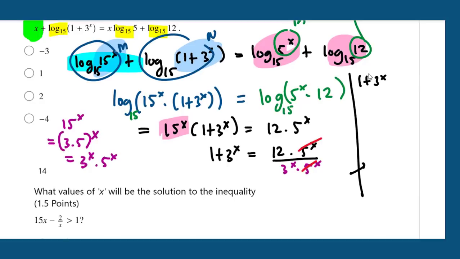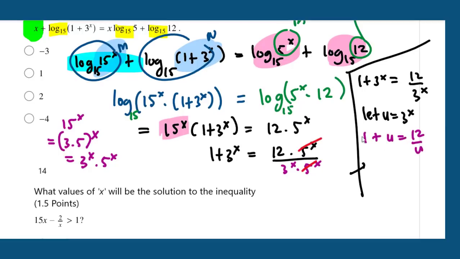Then simplify: 1 plus 3 power x is equal to 12 over 3 power x. Let u be equal to 3 power x. So we get 1 plus u equals 12 over u. Multiplying by the denominator, you get u plus u squared equals 12, a quadratic. Factorize: u plus 4, u minus 3.